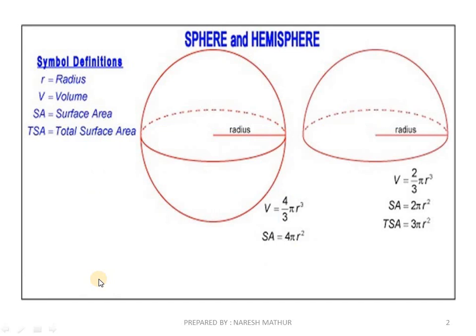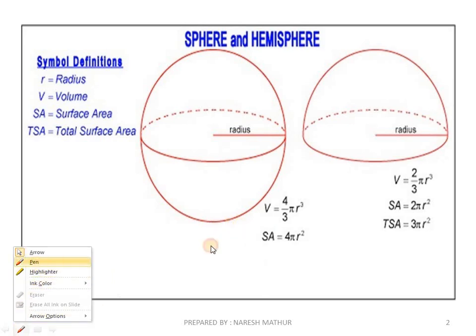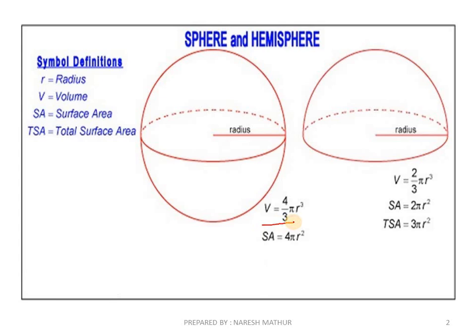So the formula for the volume of a sphere is 4 by 3 pi r cube, whereas the volume of a hemisphere is 2 by 3 pi r cube. We have already discussed the formulas of the surface areas. Now in this exercise we are going to deal with questions based on volume of sphere and hemisphere. So let's start with the exercise.